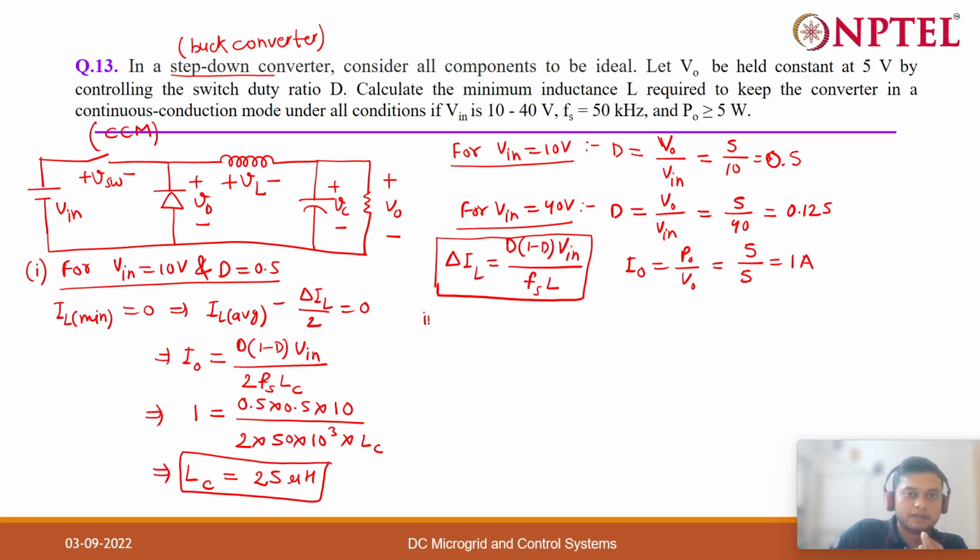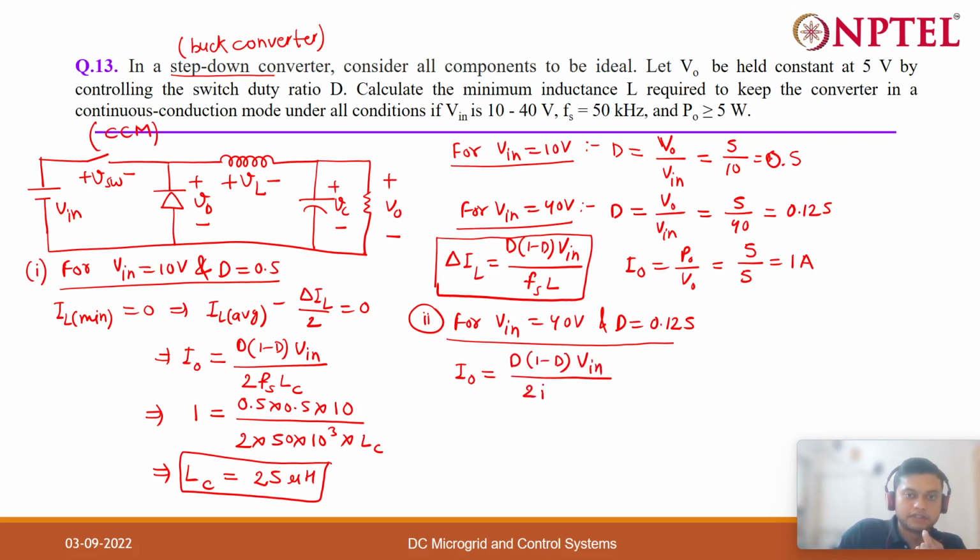From the first part, now we take the duty ratio as 0.125 for V in equal to 40 volt. Using the same formula, I naught is equal to D into 1 minus D V in divided by 2 Fs LC. So I naught is 1, D is 0.125, 1 minus D is 0.875, V in is 40 volt, 2 Fs with switching frequency 50 kilohertz, and we can get the LC value. So LC value comes out from this part to be 43.75 microhenry.